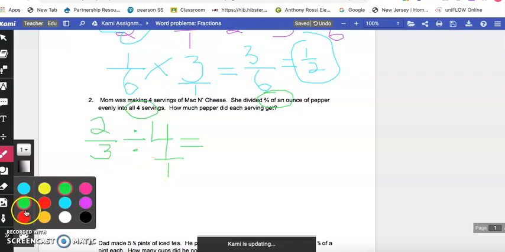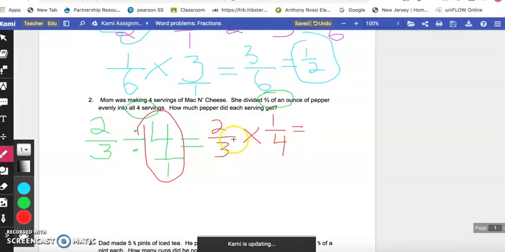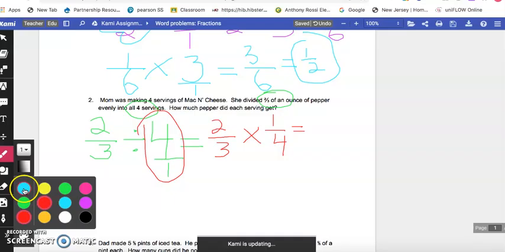And I'm going to try and remember, keep, change, flip. So I'm going to keep my 2/3 the way it is. I'm going to change my sign to a multiplication sign, and I'm going to take the reciprocal of my 4 over 1, which is 1 over 4. I still can't cancel anything, cross cancel or anything like that. So I'm just going to multiply. Actually, I can cross cancel if you really wanted to.